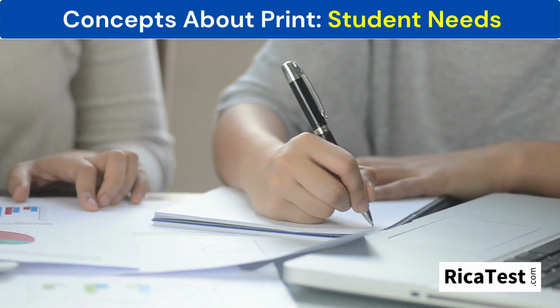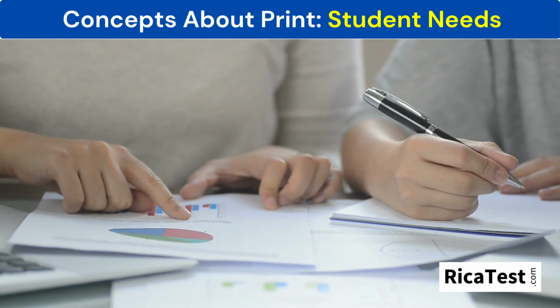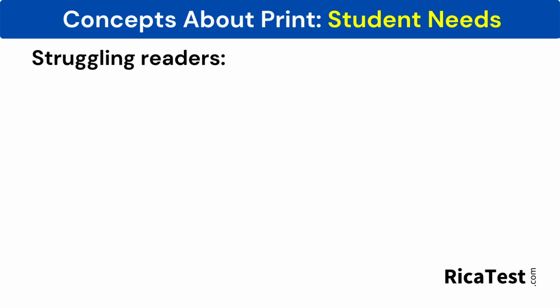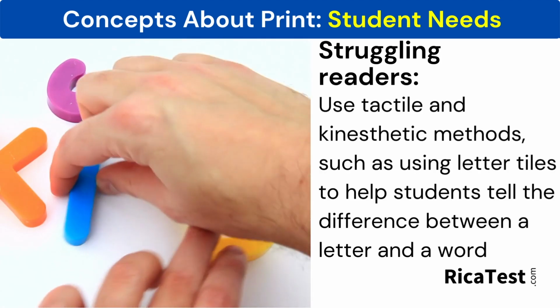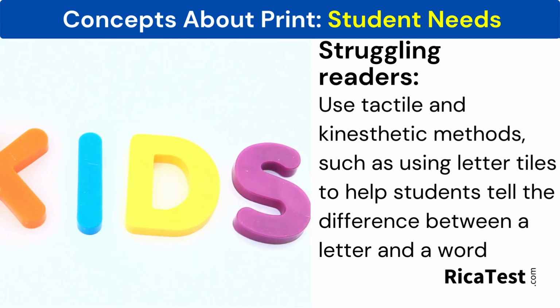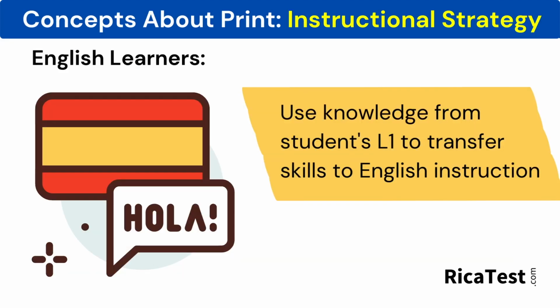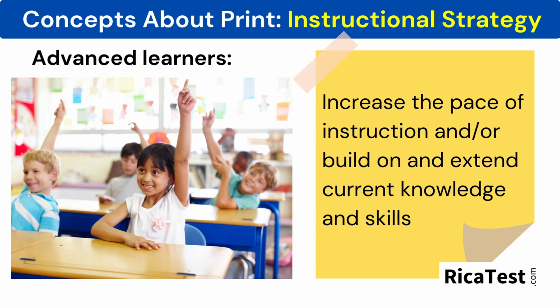Your Rica test will ask you to demonstrate your understanding for how to cater to all of your students' needs. For struggling readers, use tactile and kinesthetic methods, such as using lettered tiles to help students tell the difference between a letter and a word. For English learners, use knowledge from the student's first language to transfer their skills to English instruction. For our advanced learners, increase the pace of instruction and or build on and extend their current set of skills and knowledge.